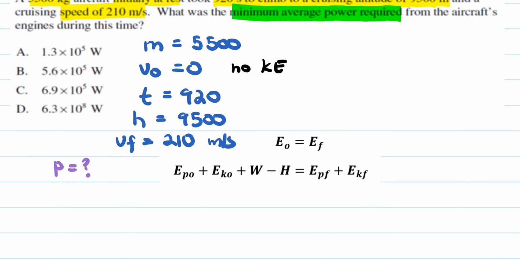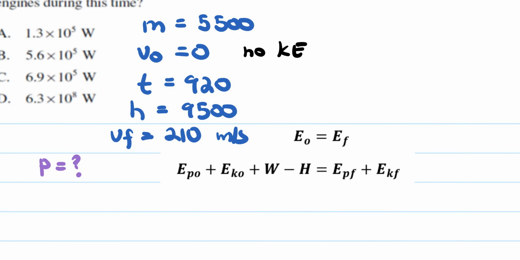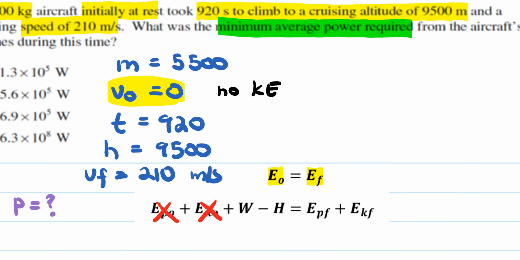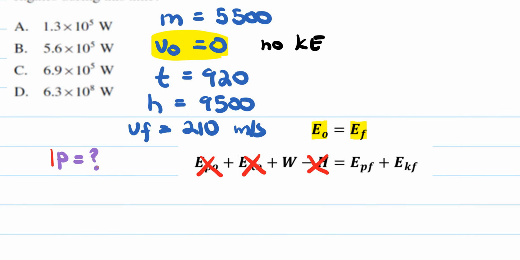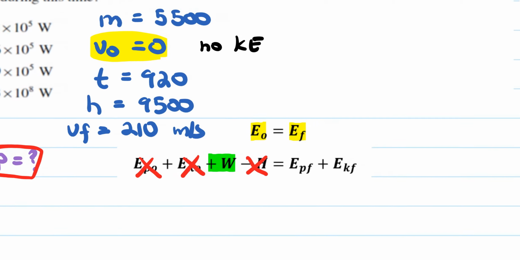Going back to the work energy theorem concept, energy is conserved, so energy at the beginning equals the energy at the very end. Since we're starting at rest here, there's no kinetic energy. And since you're on the ground at the start of this problem, there's no potential energy. This question doesn't say anything about heat energy at all, so we can just get rid of the heat there. Since we've got to find power, we definitely need to find the work done in order to calculate power. So let's keep work on the left-hand side.